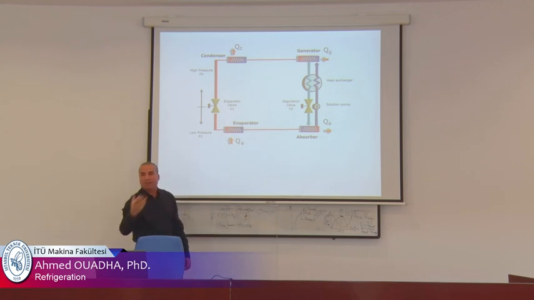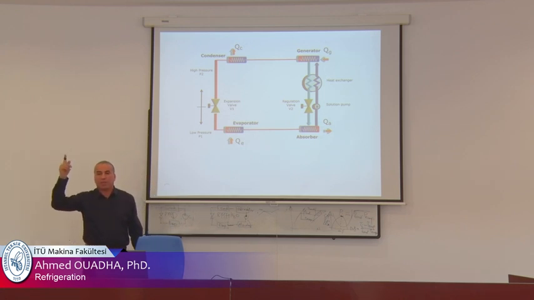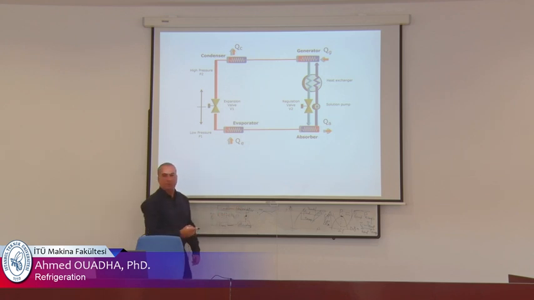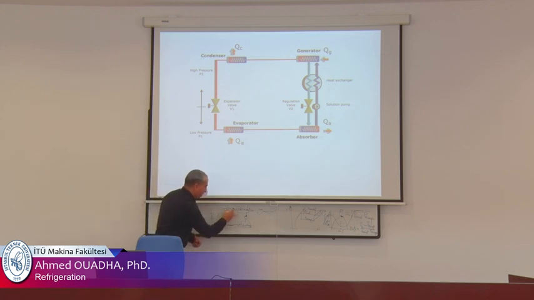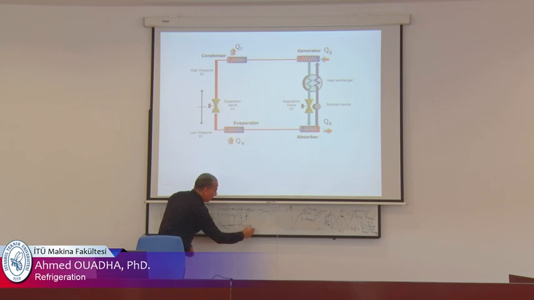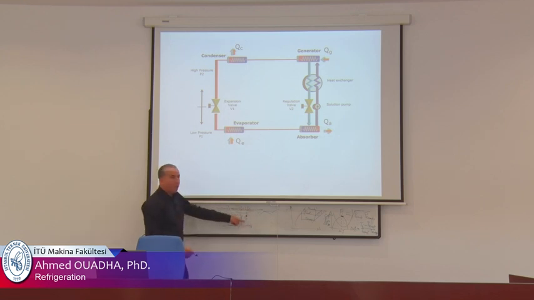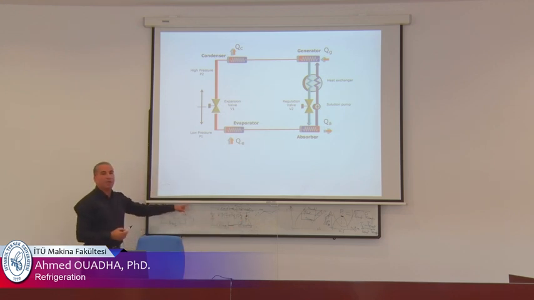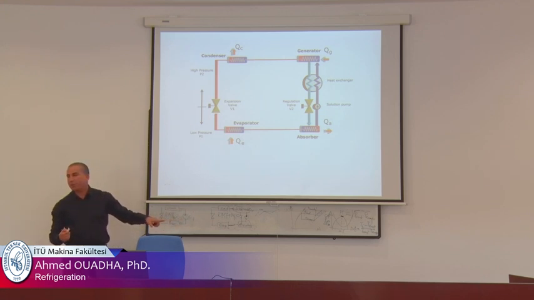In the generator, we need some heat, for example from the sun, waste heat from an engine, or waste heat from another industrial process. When we heat this solution, ammonia vapor is liberated, and it is condensed and follows the cycle. And the water is returned to the absorber. So this is the difference. This element uses only little energy to drive the pump, to replace the conventional compressor in vapor compression refrigeration systems.